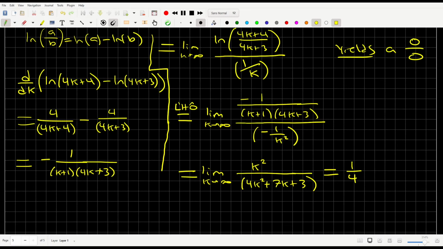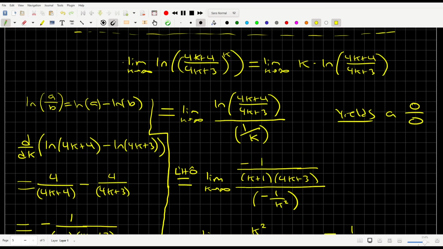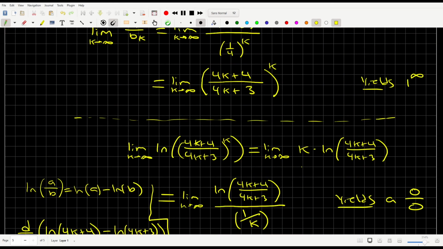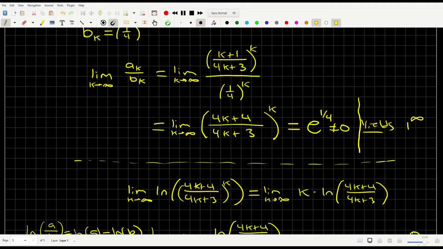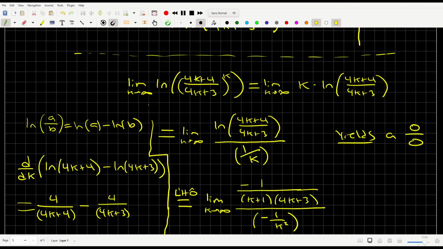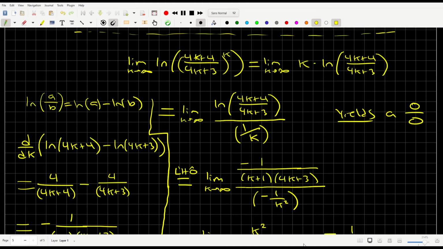When we apply L'Hopital's rule here, and remember what we started with, this is the limit as k goes to infinity of the natural log of the sequence that we're looking at. Therefore, the limit that we're looking for is e to the 1/4, which is non-zero. And therefore, by the limit comparison theorem, and I'll move this all down a little bit to make some more space here.